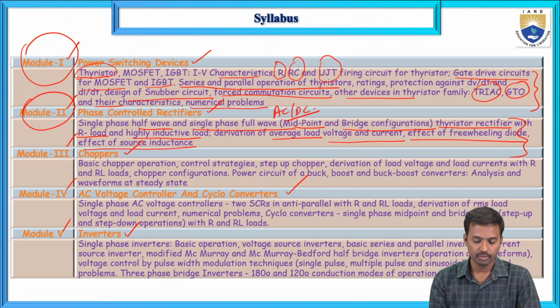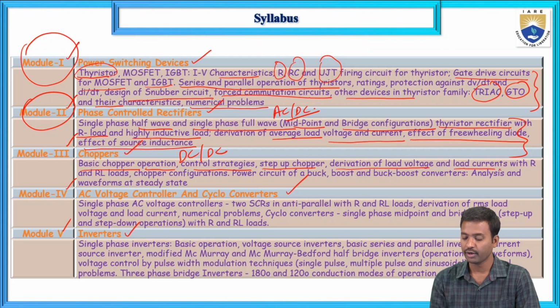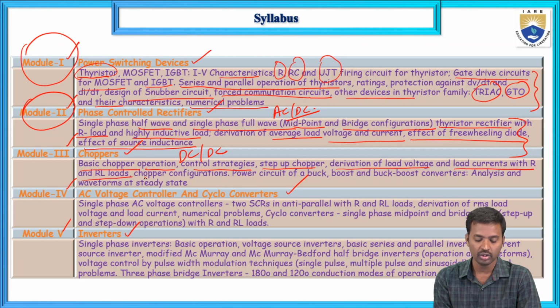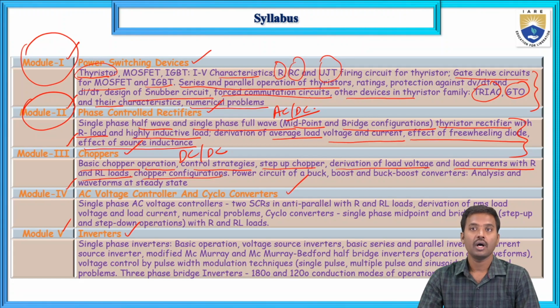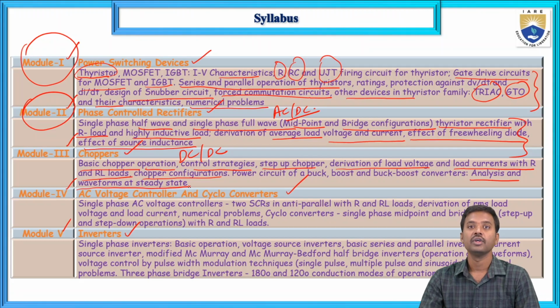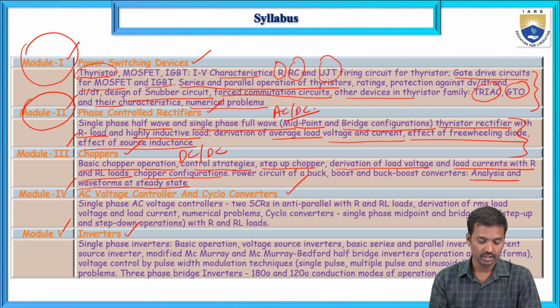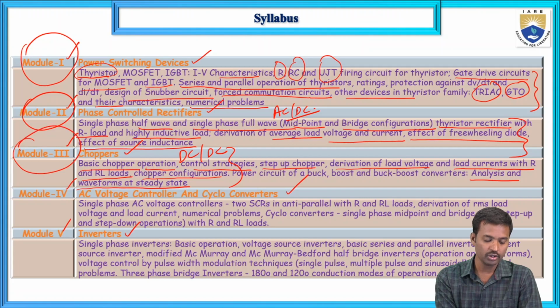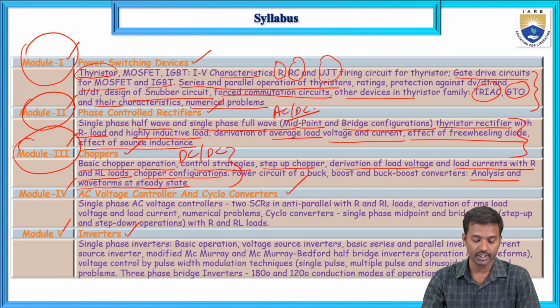Next, choppers, that means DC to DC converters. So basic chopper operation, control strategies, step up, and there is a derivation of load voltage and load current with R and RL load, and chopper configuration, power circuit of buck, boost and buck boost converters, and analysis and waveforms at steady state. This is regarding the third module.